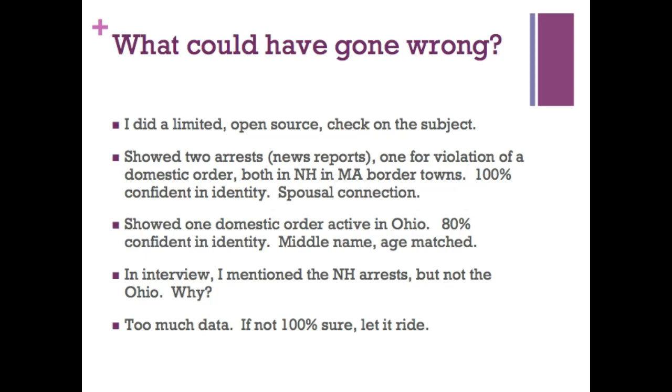There was also a domestic order active in Ohio with the same name, same middle name and same age. Now, I was about 80% confident it's the same guy. The time frames matched up. He wasn't working in New Hampshire or Massachusetts during the time frame. I didn't show that he was in Ohio any other way, but I was about 80% confident. And when I interviewed him, it came up in the interview about the New Hampshire arrest, but I did not in any way go near the Ohio one. And let me tell you why. Because if you're not 100% sure, that too much data can haunt you.